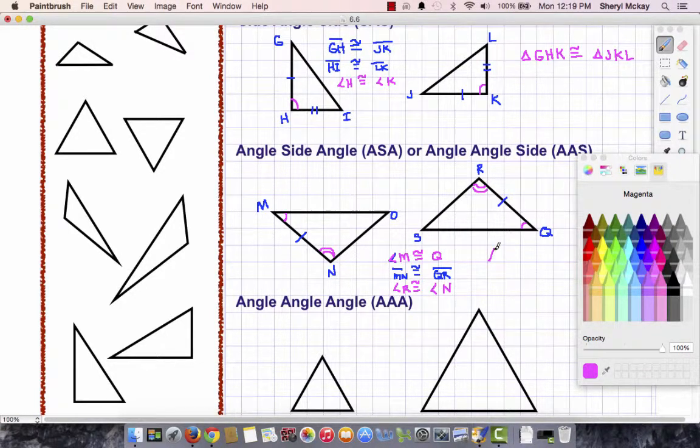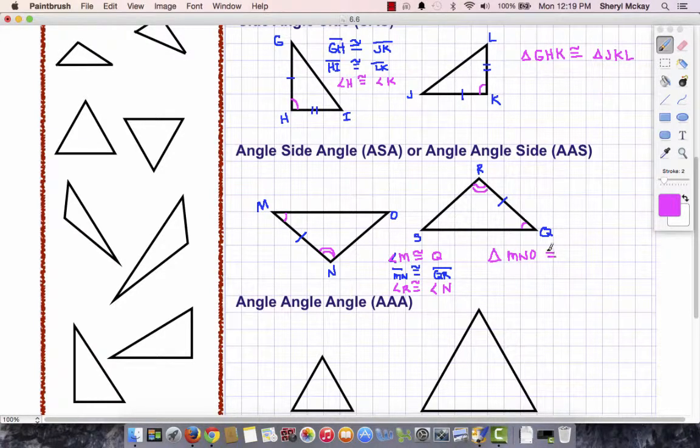So we can say triangle MNO is congruent to triangle QRS. And it's important that we always put them in the order of their matching or their corresponding angles and sides, all right? Now, there's one other thing that we can say about this.